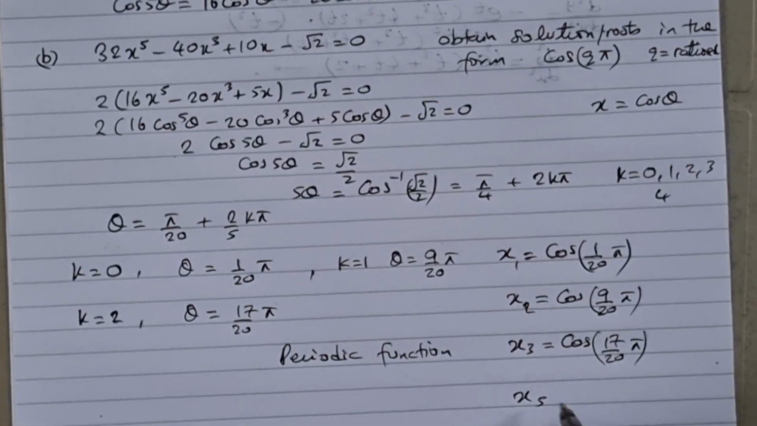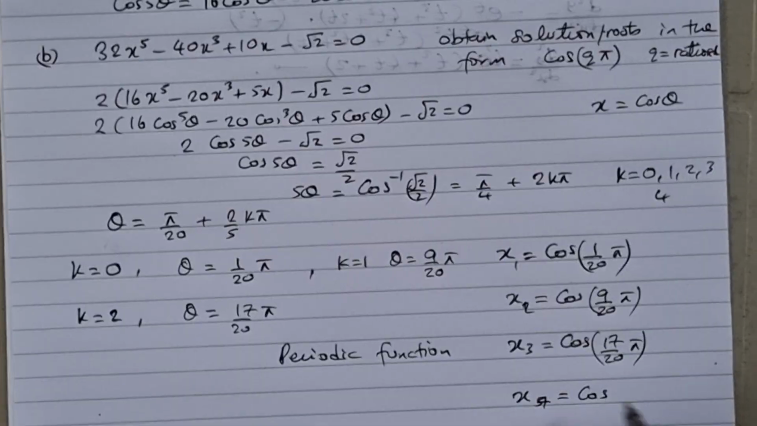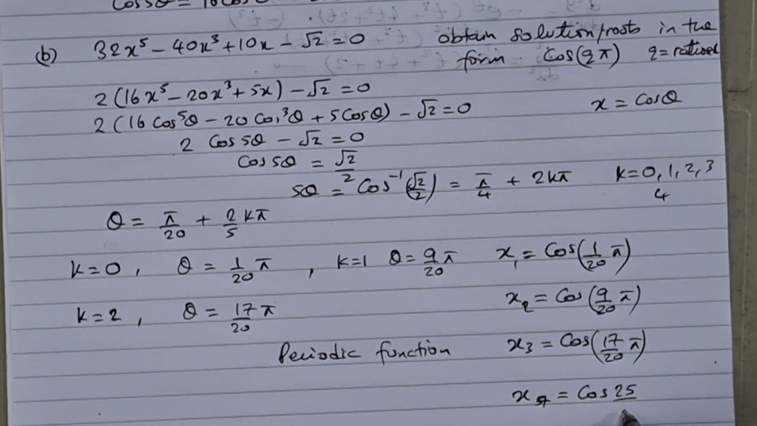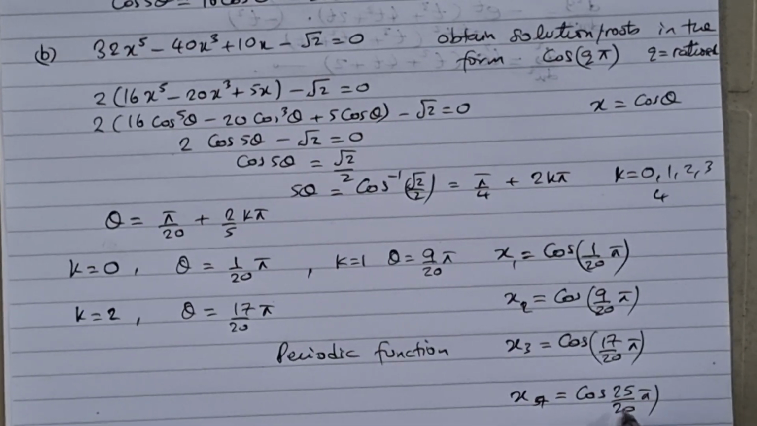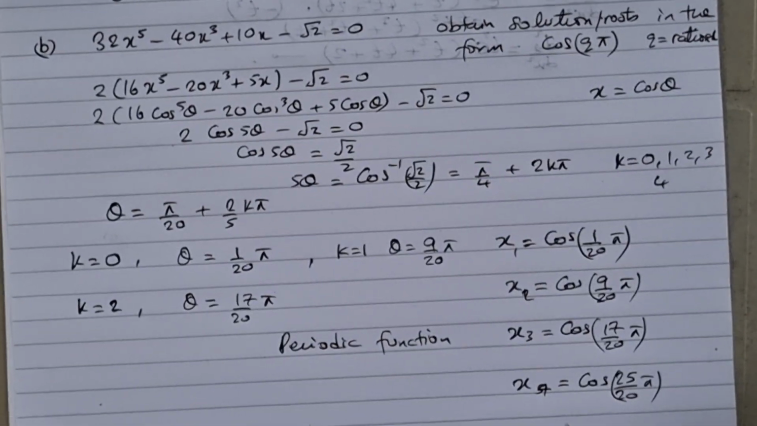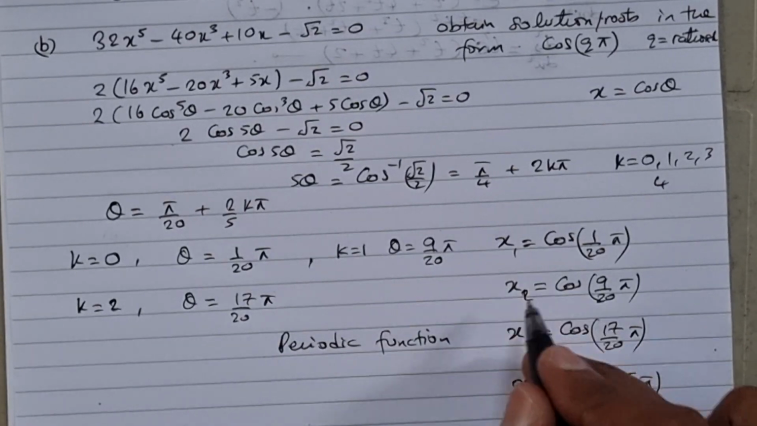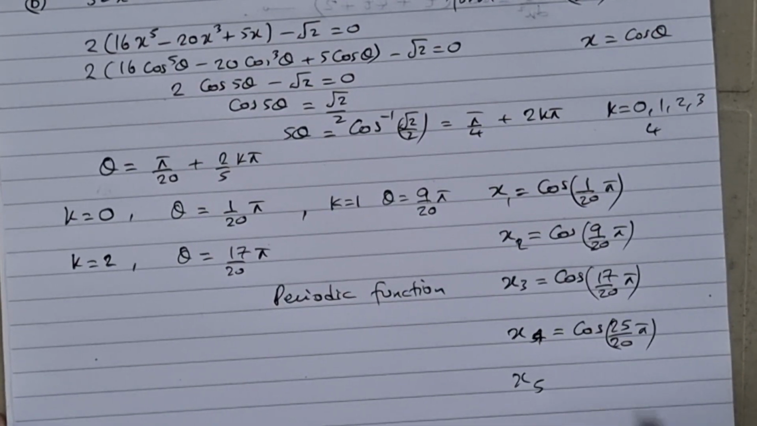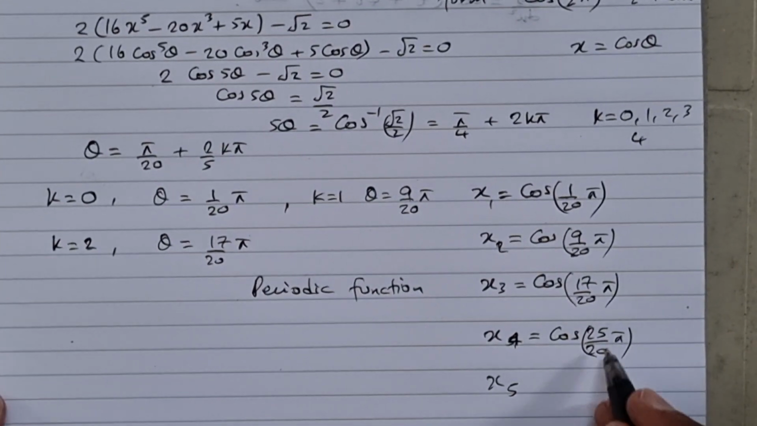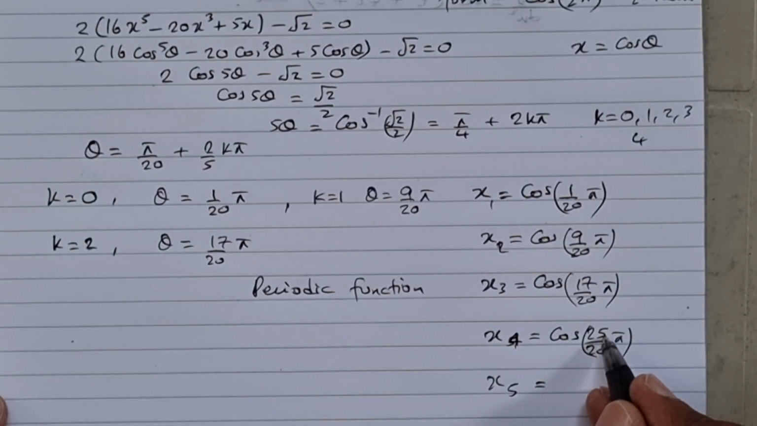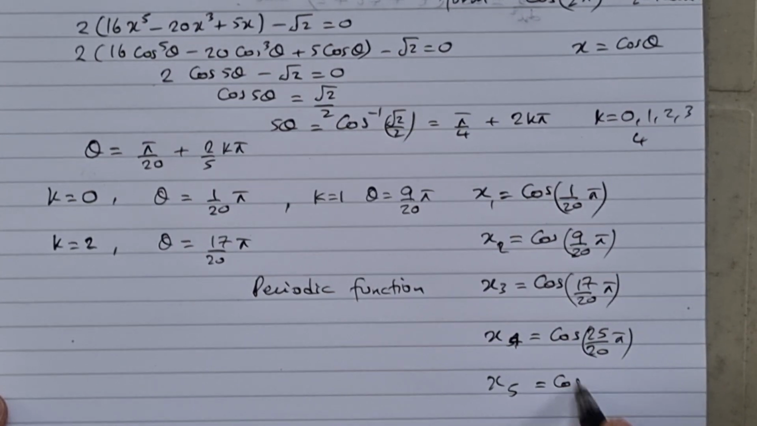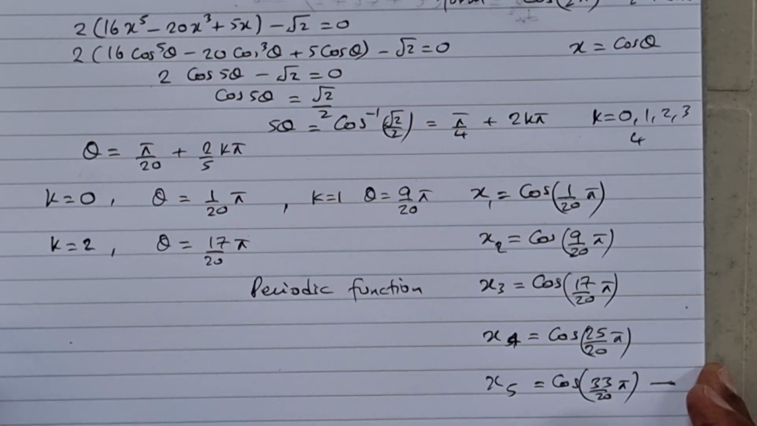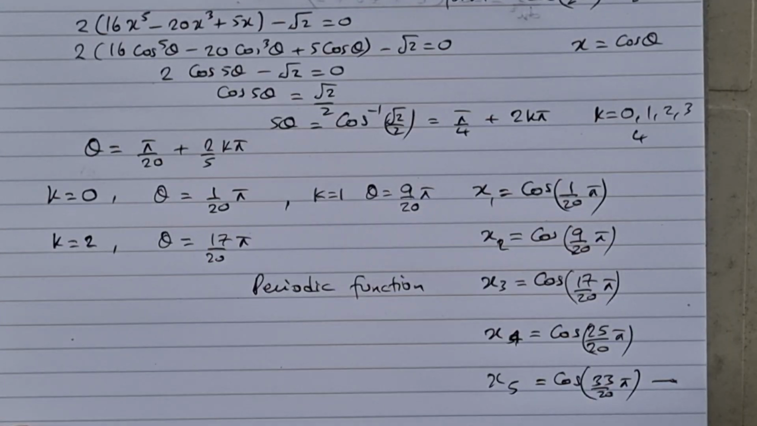So the next solution is going to be x4 is equal to cos of 25 over 20 pi. And then this is 1, 2, 3, 4. The fifth solution, x5, is going to be equal to, you add 8 to 25, you should be able to get 33. So cos of 33 over 20 pi. So here we are. This is the solution to the second part of the question. Take care. Bye.